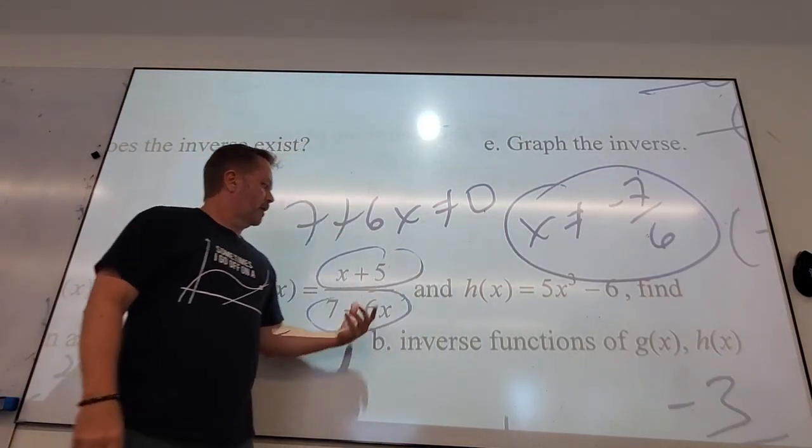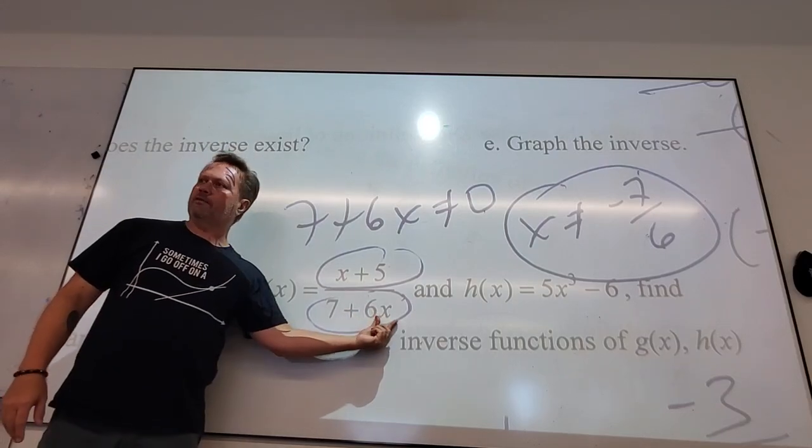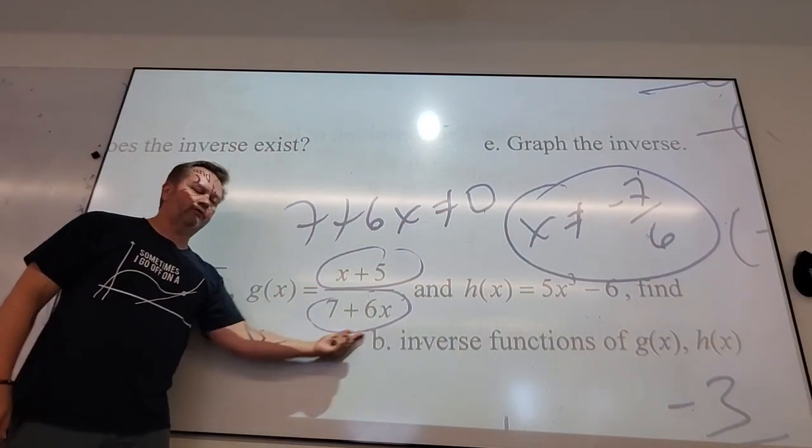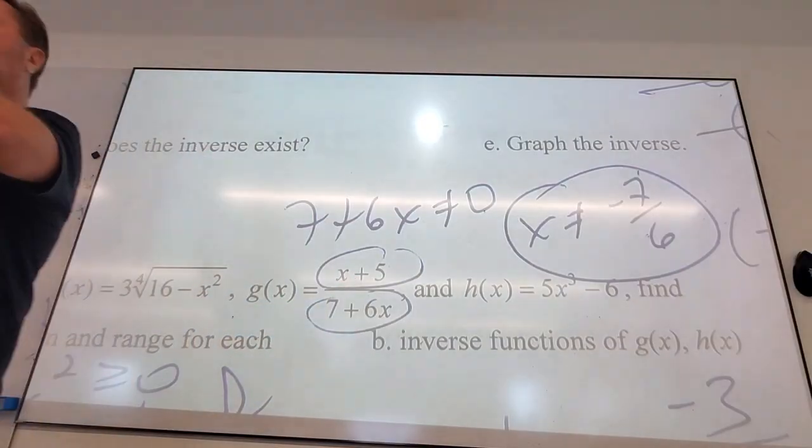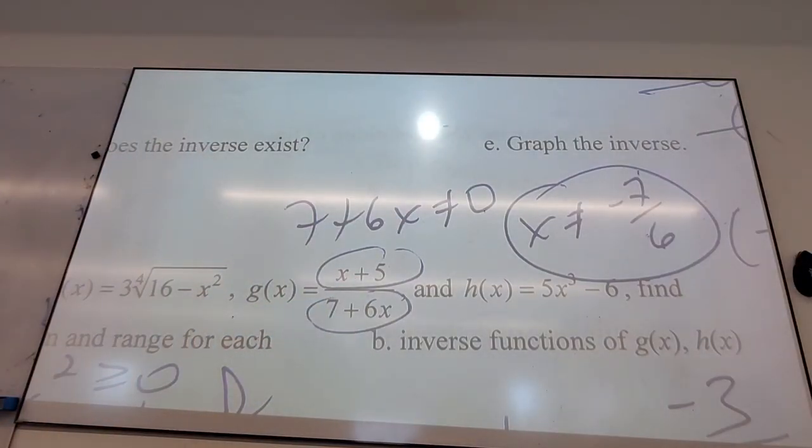Because the bottom can't be 0 and the bottom is in terms of x. If I solve this for x, the bottom would be in terms of y. I can see what y can't be. And that's why it's related to finding the inverse then, right?